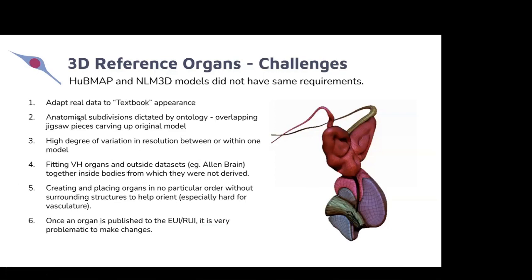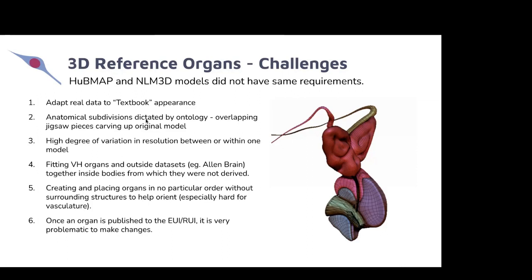Now, the challenges that we face while modeling a 3D reference organ: can we replicate the exact textbook appearance? To be honest, we question the textbook. Is it the exact thing that is present in the human body? So it's kind of difficult to adapt the real data to the textbook appearance.